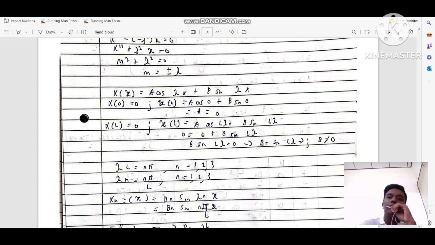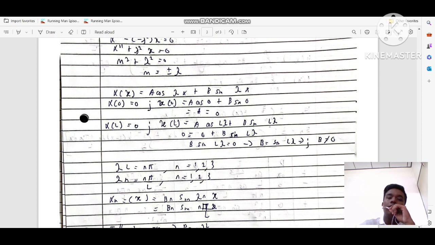As you can see, a cos lambda x plus b sin lambda x. So when x is equal to 0, we have a cos 0 plus b sin 0. Cos 0 is 1, that's why we have a. Sin 0 is 0, so that term will be gone. So that's why a is equal to 0.